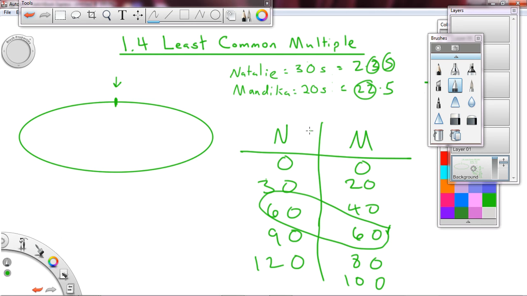You can do the chart way if you want, but I think that the prime factorization way that we just learned is much faster. Okay, that's a mouthful.